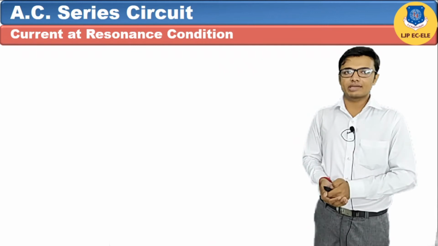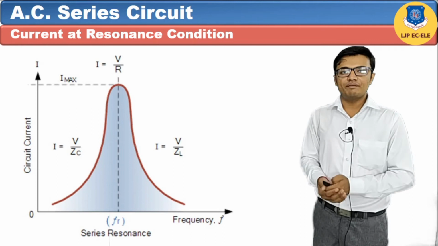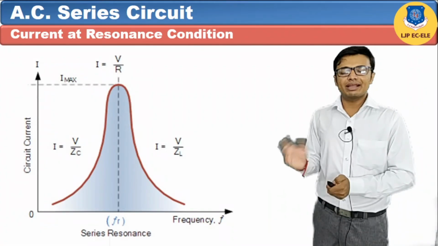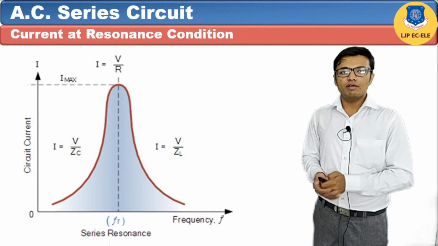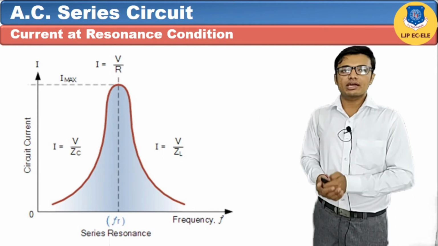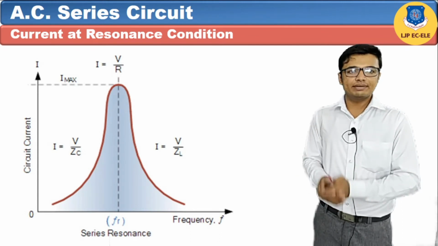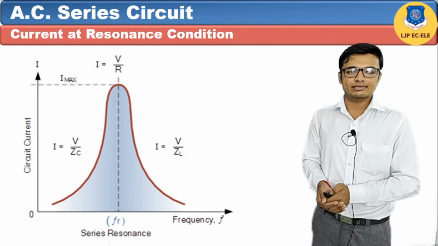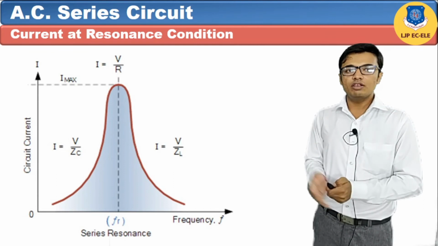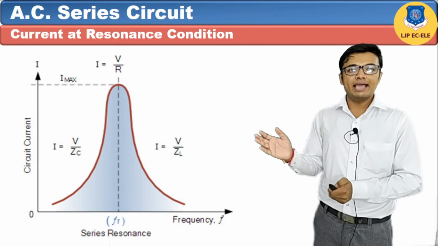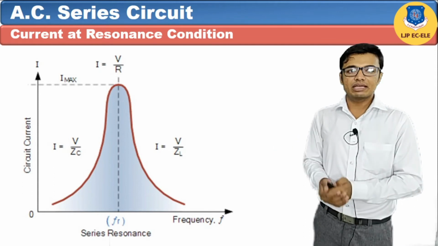Let's see current at resonance condition. As we know, in an AC circuit, the property which opposes the flow of AC current is called impedance, indicated by capital Z, and this impedance is always inversely proportional to the current. So the graph of current versus frequency is always opposite to the graph of impedance versus frequency. Before the resonance condition, capacitive reactance is greater than inductive reactance, and circuit impedance becomes capacitive, which is very high. So we get a very minimum value of current, I is equal to V divided by ZC. At the time of resonance frequency, net reactance becomes 0.